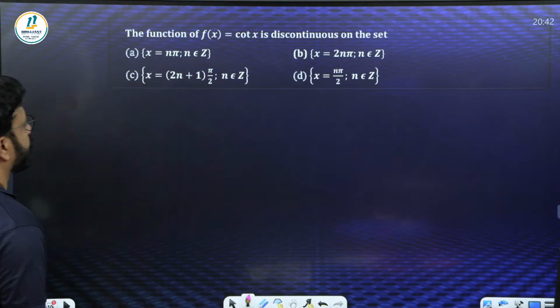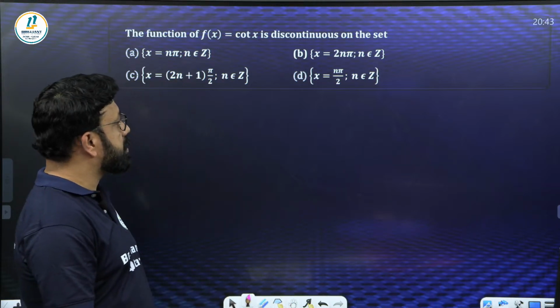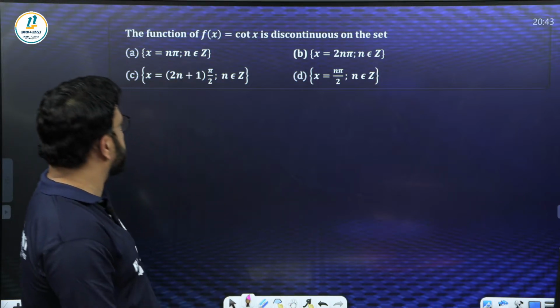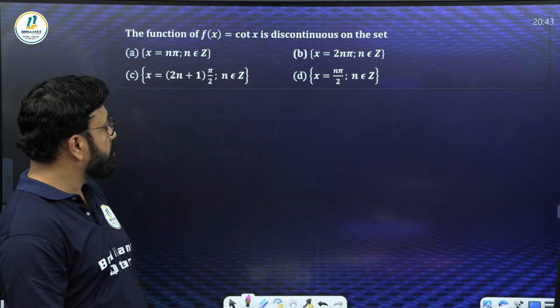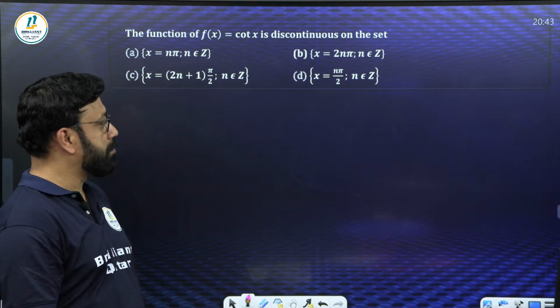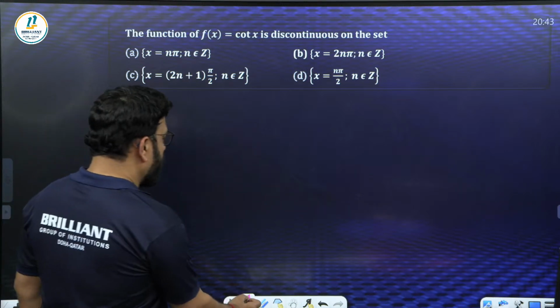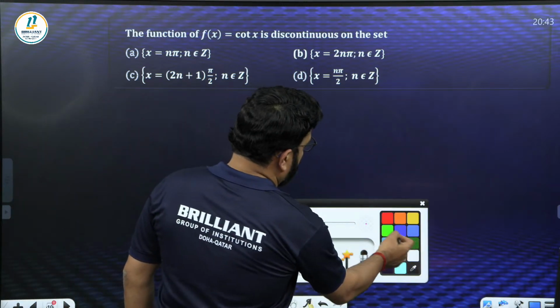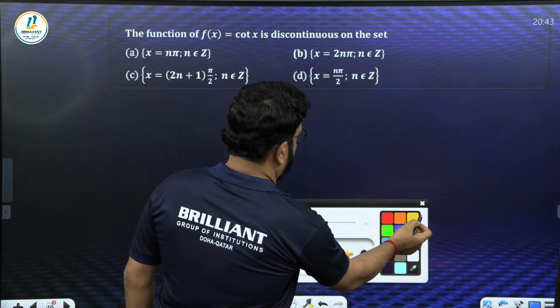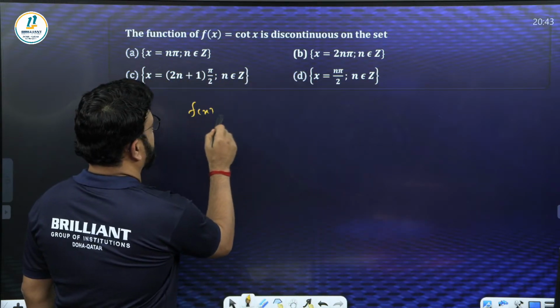Next question. The function f of x equal to cot x is discontinuous on the set x equal to n pi, x equal to (n plus 1) into pi by 2, x equal to n pi by 2, n belongs to the set. How can we check? We want to check f of x equal to cot x.